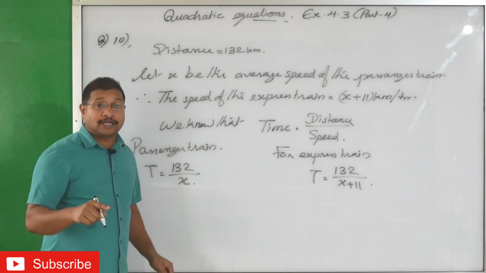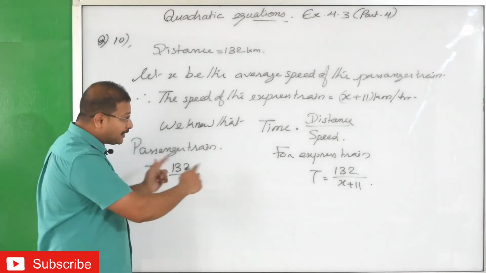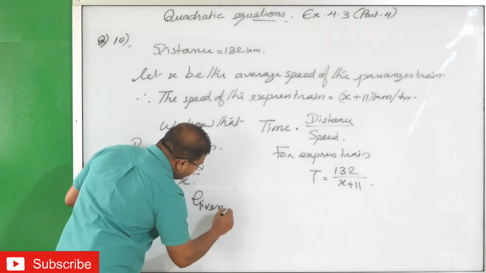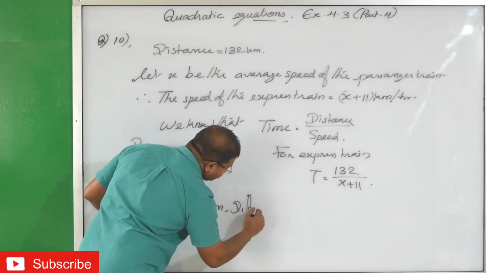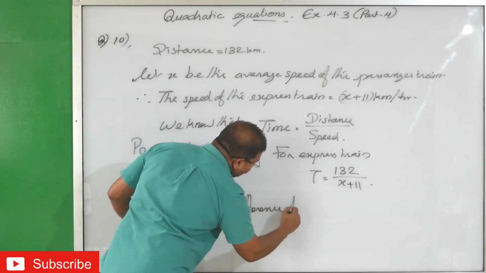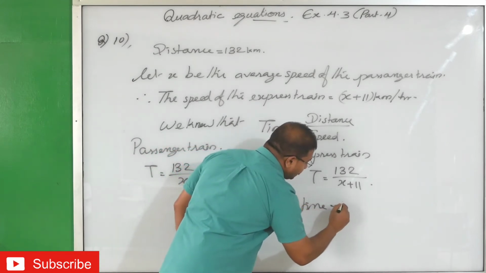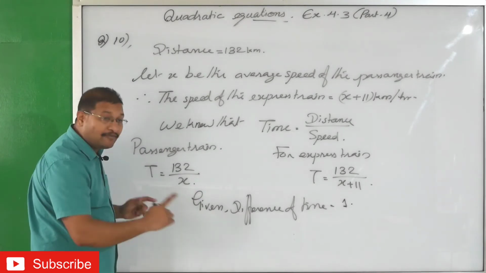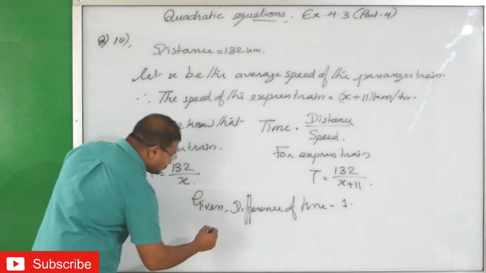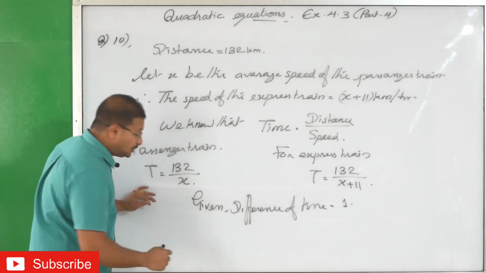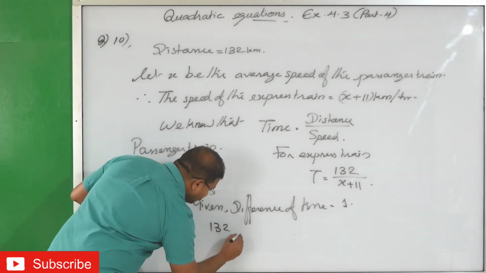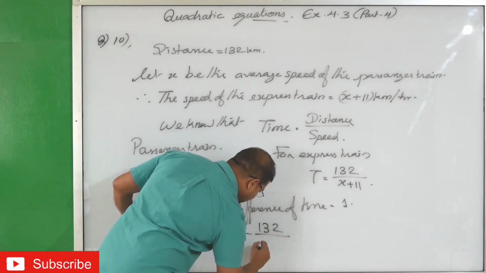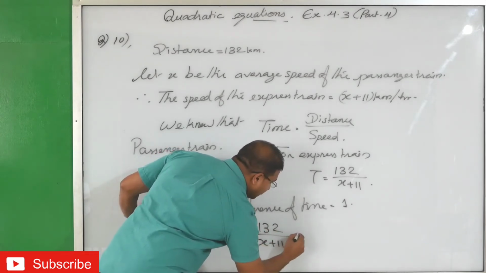So given in the question is a 1 hour difference, isn't it? Given: difference of time equals 1 hour. That means these two times will be subtracted. So 132 by x minus 132 by x plus 11 equals 1.